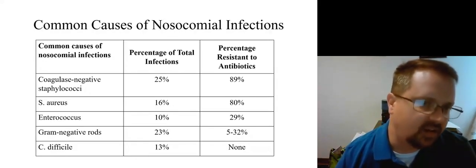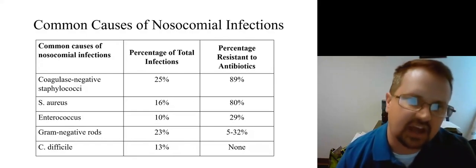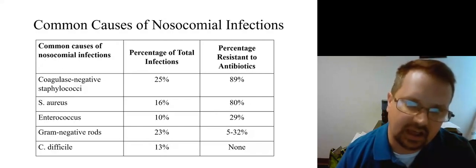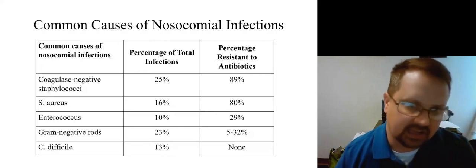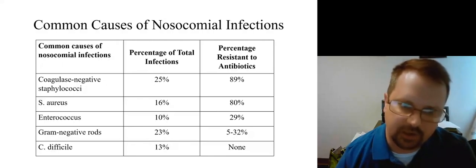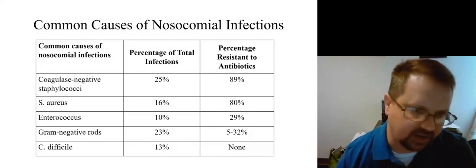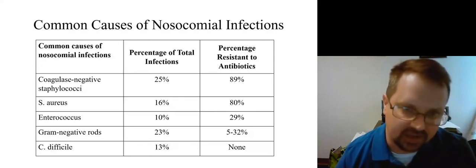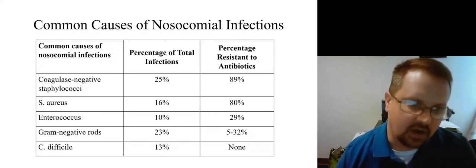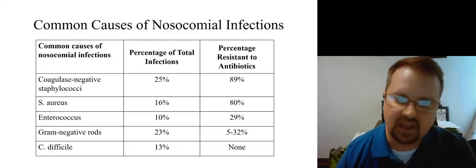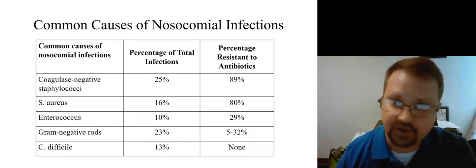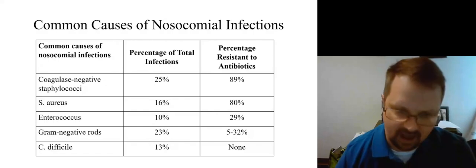There's coagulase negative staphylococci, 25%, and 89% of them are actually resistant to antibiotics. Or Staph aureus, 16% of total infections out in the hospital, and 80% are resistant to antibiotics. Enterococcus, 10% of infections, 29% are resistant to antibiotics. A lot of gram-negative rods, that's a lot of your fecal coliforms, 23% of infections, so another high percent, but 5 to 32% are resistant to antibiotics.